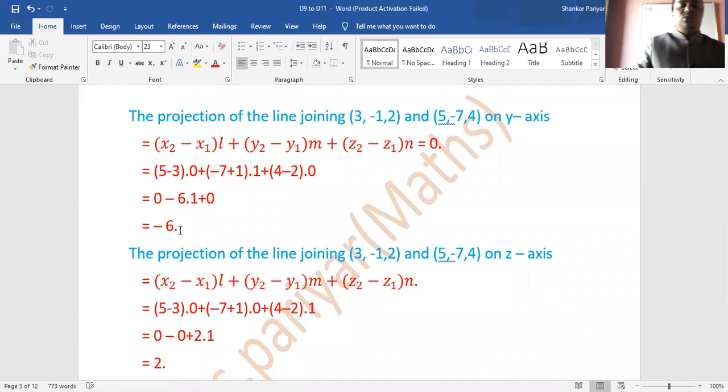Susan, are you listening? Susan is not there. Sulabh, is Sulabh there or not? Sulabh, tell me, what is the directional cosine on the z-axis? Susan, please tell me, what is the directional cosine of the z-axis?